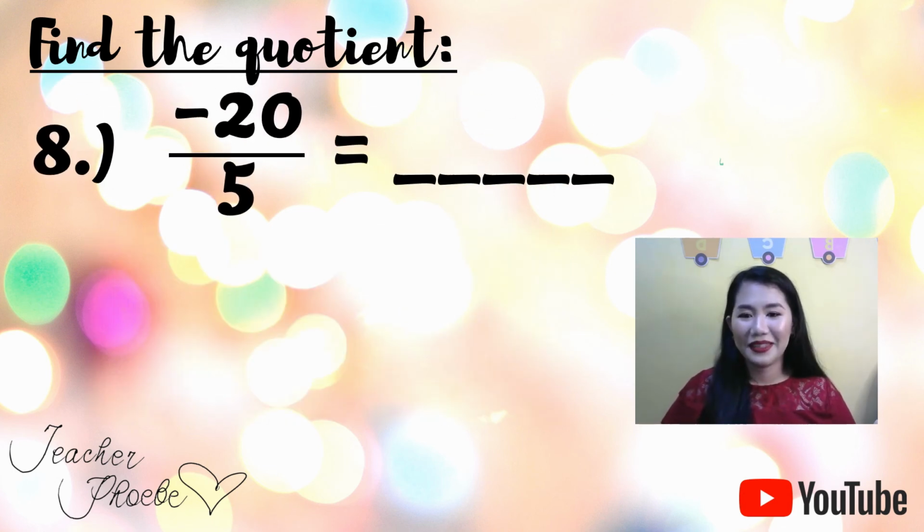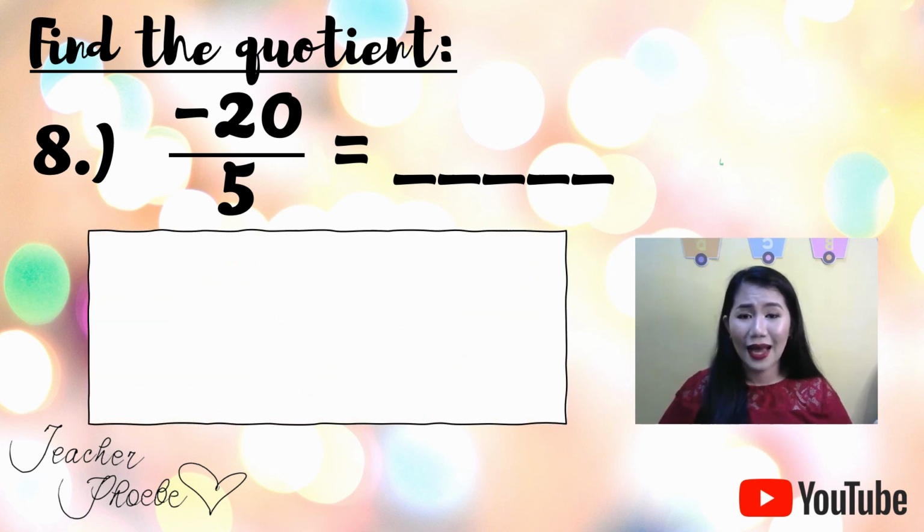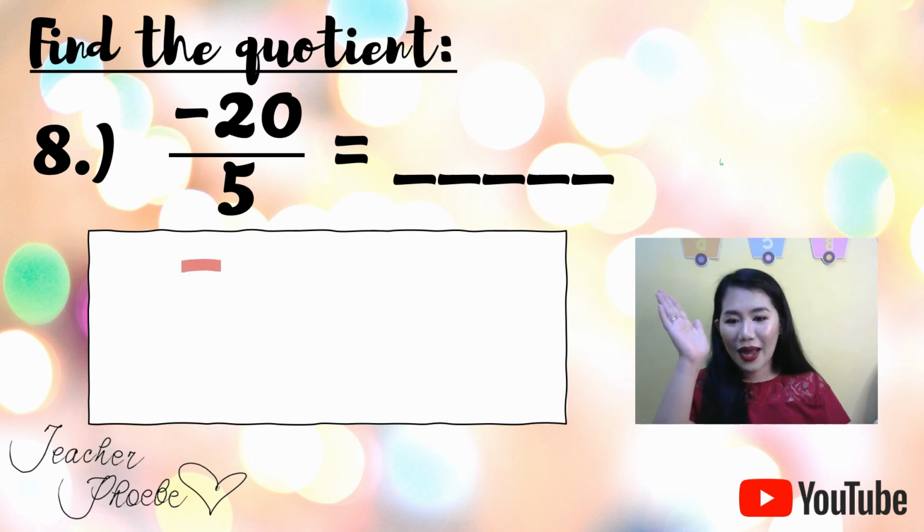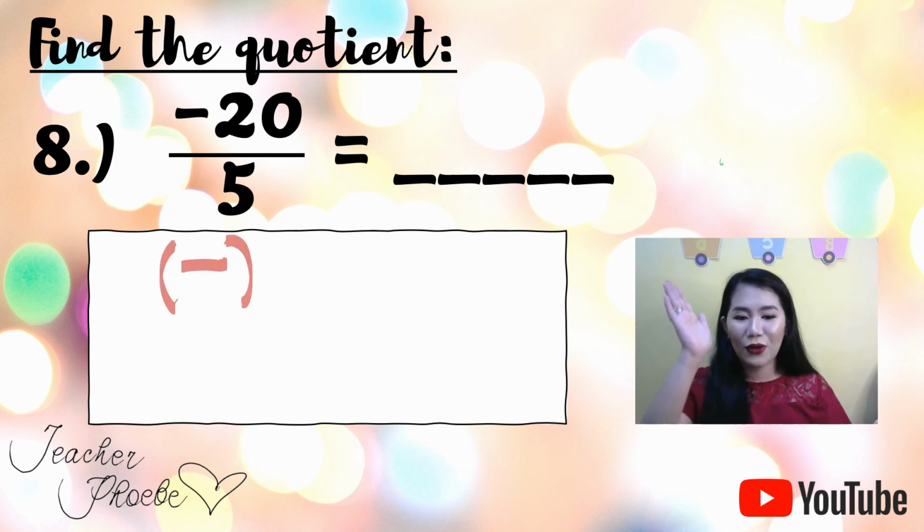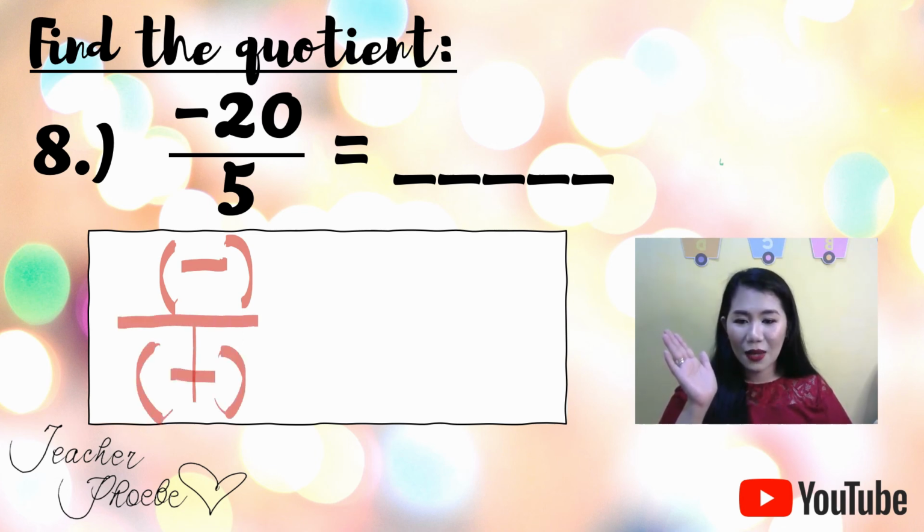Another example. Negative 20 divided by 5. So, to find the answer to this, again, identify the sign of your integer. Ano ba yung sign ng numerator natin? Yung 20. Correct. That is negative. Ano naman ang sign ng 5? Yung denominator. Correct. That is positive. So, as you can see, magkaiba sila. Negative yung nasa taas and positive naman yung nasa ilalim.